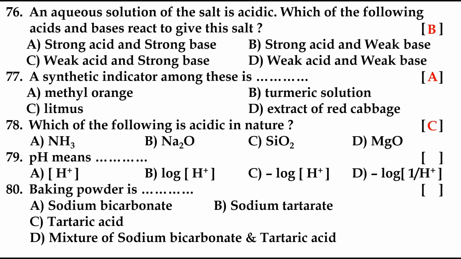79. pH is: A. Concentration of H plus. B. Log concentration of H plus. C. Minus logarithm of concentration of H plus. D. Minus logarithm of 1 by concentration of H plus. Answer is option C, minus logarithm of concentration of H plus.